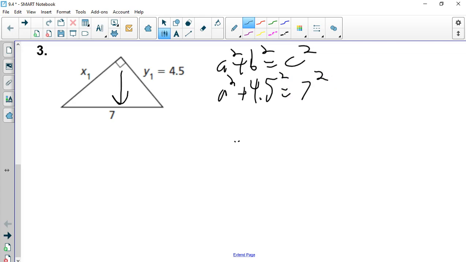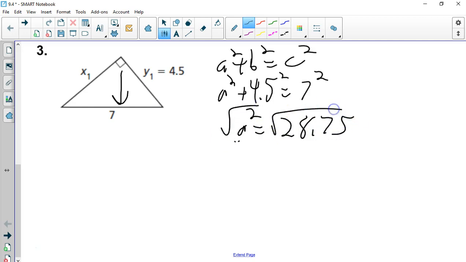Well, if you take 7 squared, 49, minus 4.5 squared, you end up with a squared equal to 28.75. And then when you square root both sides, obviously we're not going to be able to simplify 28.75, so we'll just leave it as approximately 5.4. And if we wrote that as y over x, that would be 4.5 over 5.4.